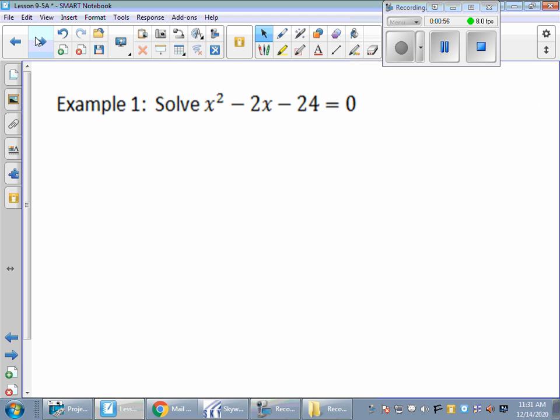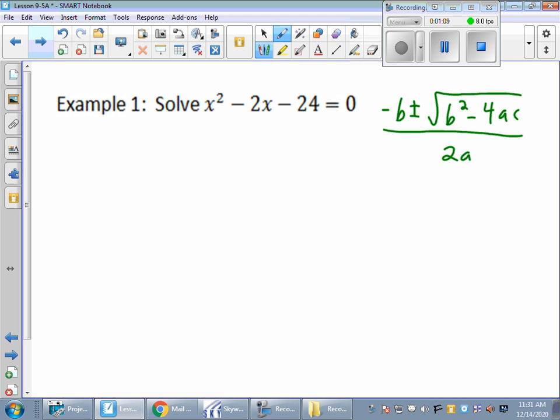So we're going to take this right here. Again, first thing, let me just rewrite the equation. Negative b plus and minus the square root of b squared minus 4ac all over 2a. So that's the equation, that's our formula.